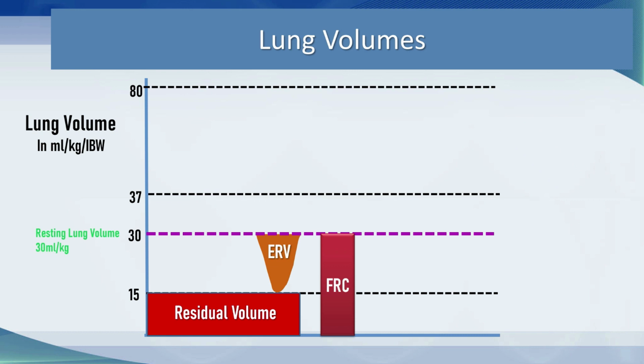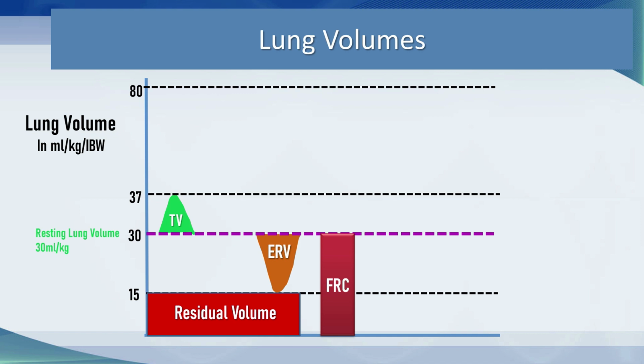Above this, we have tidal ventilation, and that is 5 to 7 mils per kilo. The major purpose of tidal ventilation is to clear carbon dioxide. It does refresh oxygen to a certain extent, but it's mostly about clearing carbon dioxide. And that's our standard breathing apparatus, about 37 mils per kilo. But there is more space in the lungs to expand.